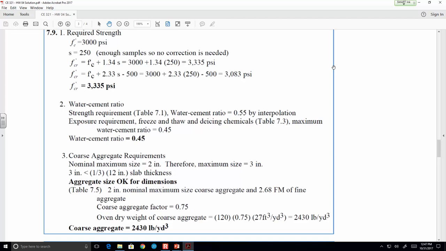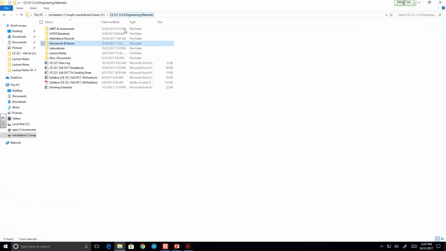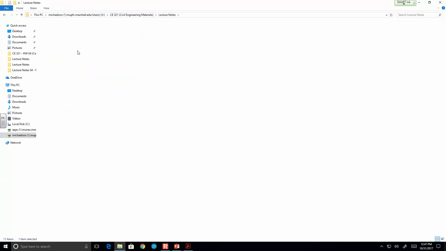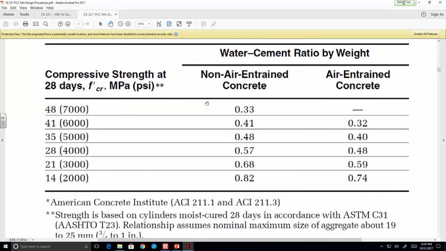That's it right here. Hold on. Are you talking about this? Okay, so this is air entrained, so at 4,000, your water cement ratio is 0.48. At 3,000, it's 0.59. So the f'c r was 33-something. Somewhere between here and here, probably closer to the 3,000 than the 4,000, so 0.55 makes sense. And that's just linear interpolation.